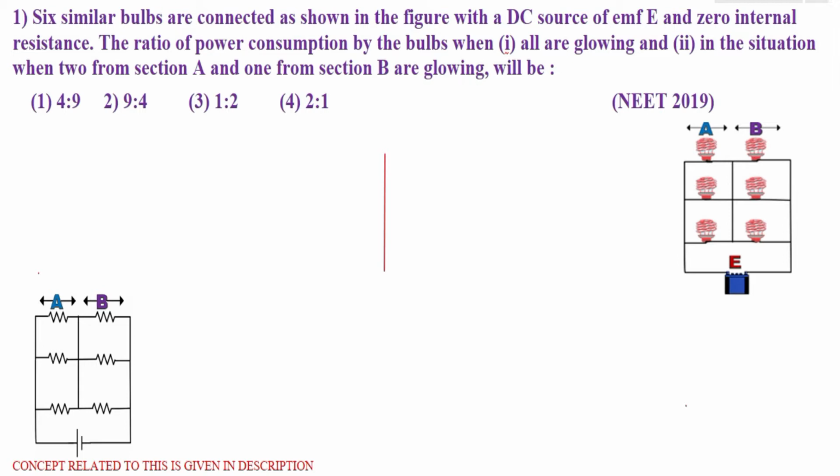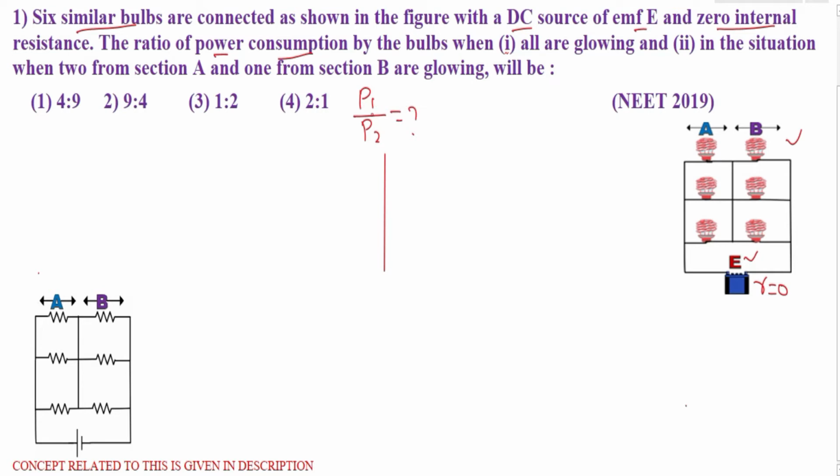Now let us see what he asked. He said that he has 6 similar bulbs which are connected to a DC power supply of EMF E and 0 internal resistance. Now what is he asking us to calculate? He is asking us to calculate the ratio of power consumed, P1 by P2, equal to how much?